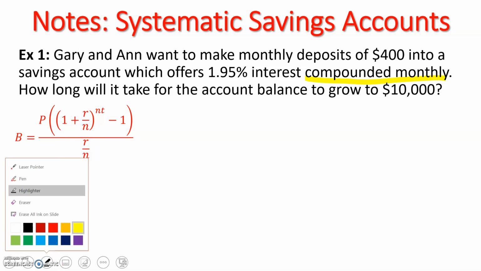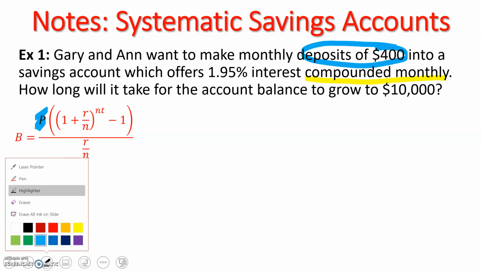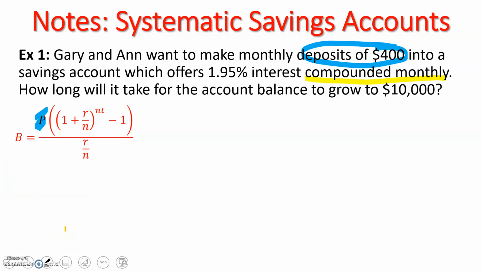If we look here, we can see that our principal, or amount being deposited, is $400. So that's our P. We can see that our interest rate is 1.95. That's our R. But do remember, when we plug this in, we must plug in the decimal form. We can see that it is being compounded monthly. So that is our compounding frequency, and that's our N.